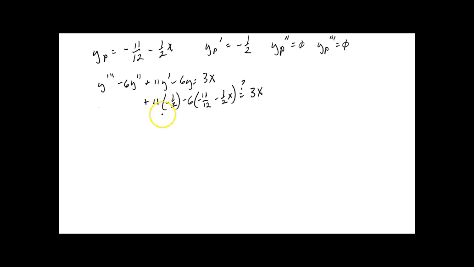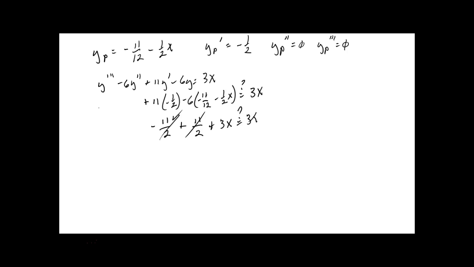You distribute the 11 through that, it would be minus 11 halves, right? Then distribute the minus 6 through this part, you get plus 11 halves plus 3x. Is that equal to 3x? Sure it is. So, strange particular solution, but it is one that makes that true. In this case, this is only one solution, right? They haven't told us the rest of them yet.